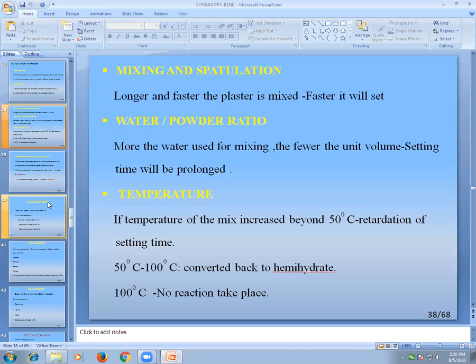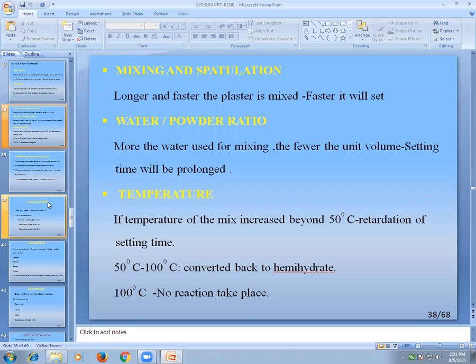So what exactly happens here is, when we mix the plaster into the water, we distribute the dihydrate crystals. Basically, we mix hemihydrate with the water, but there are some amount of dihydrate crystals, and we evenly spread those dihydrate crystals. Again, those dihydrate crystals act as a nucleating agent and fasten the setting reaction. Again, the water powder ratio, it is obvious that when the water is more, the setting is prolonged.